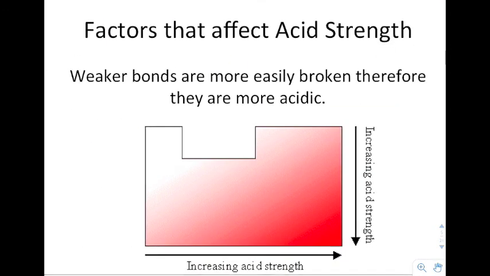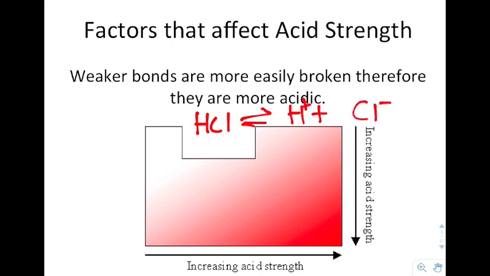So there are a couple of factors that affect the acid strength. Remember, the dissociation of an acid is what determines its strength. So if you have something like HCl, the reason why it's a strong acid is because it disassociates completely into H plus and Cl minus. Now, you would not expect that to happen whenever the bond between these two things is very strong. So whenever you look at these things, you're looking for weaker bonds between hydrogen and something else.